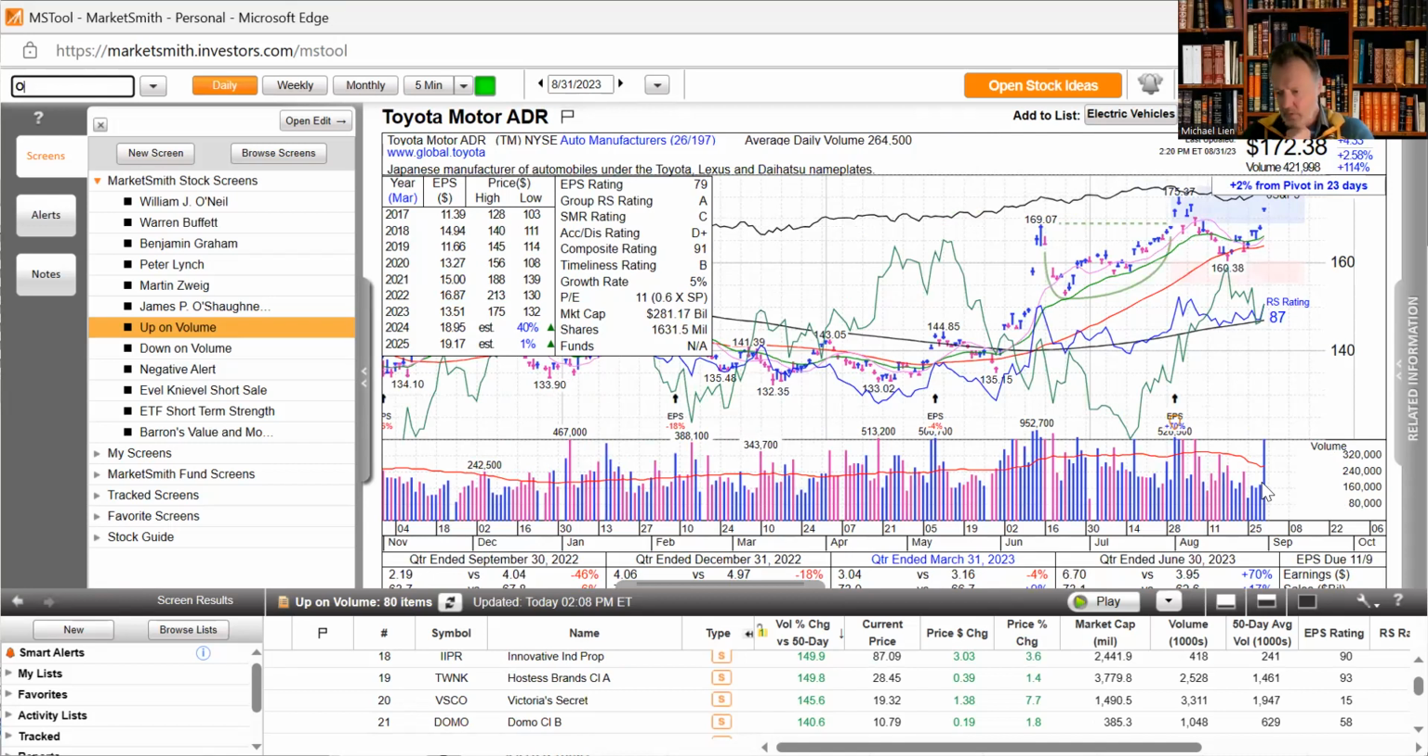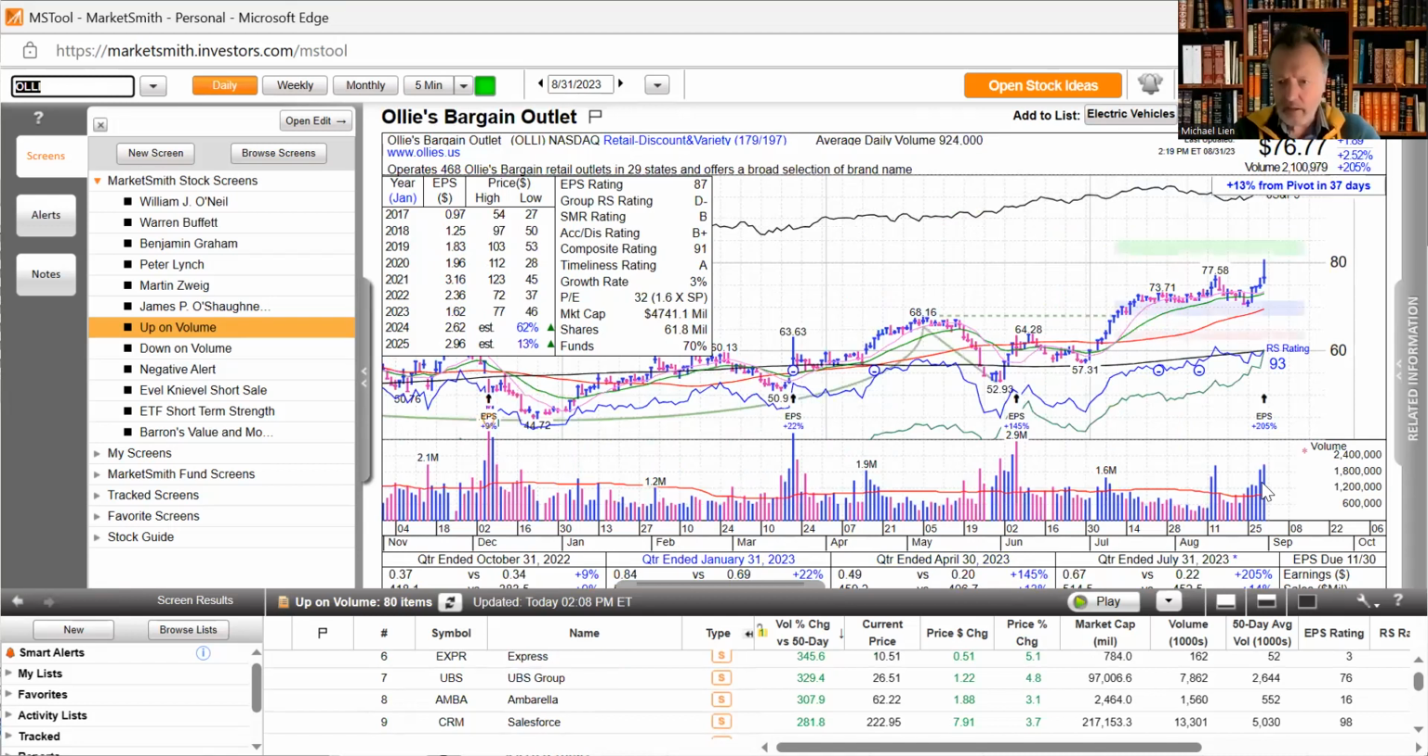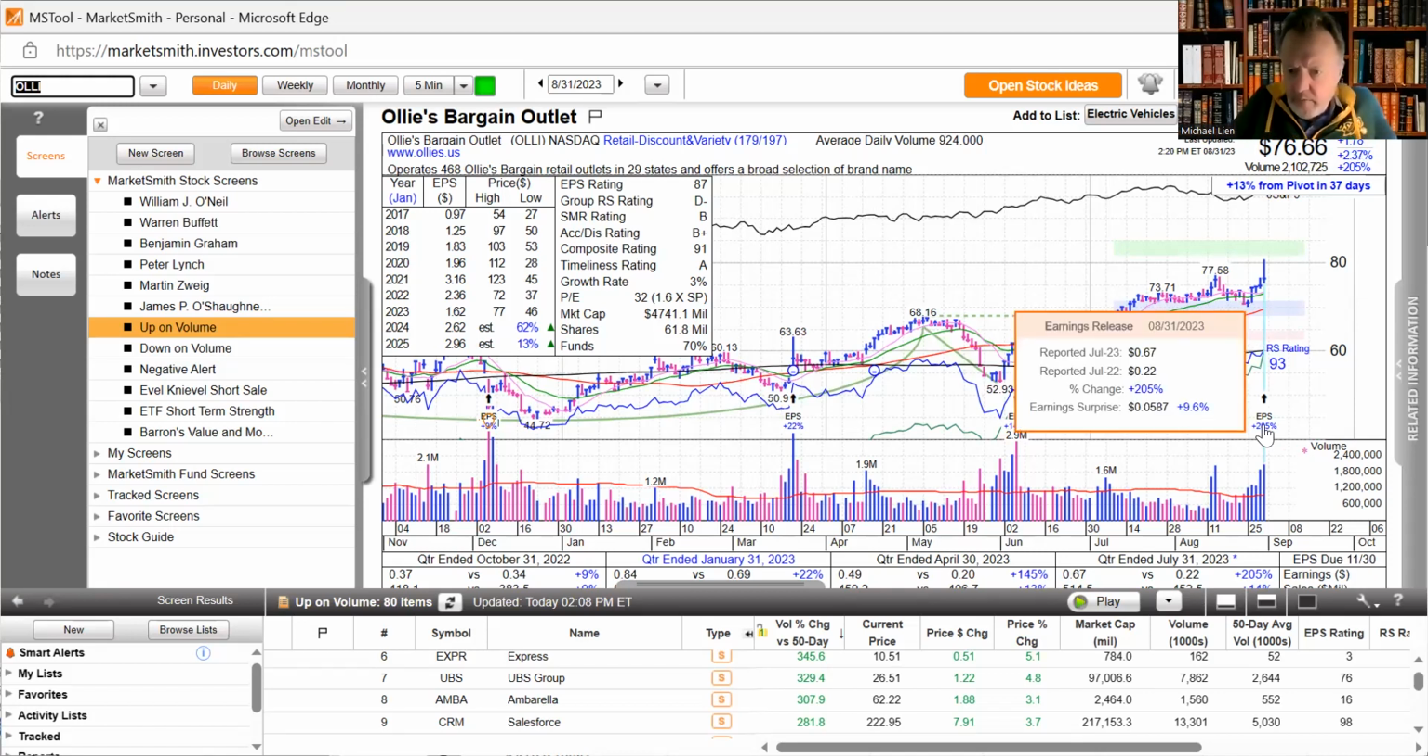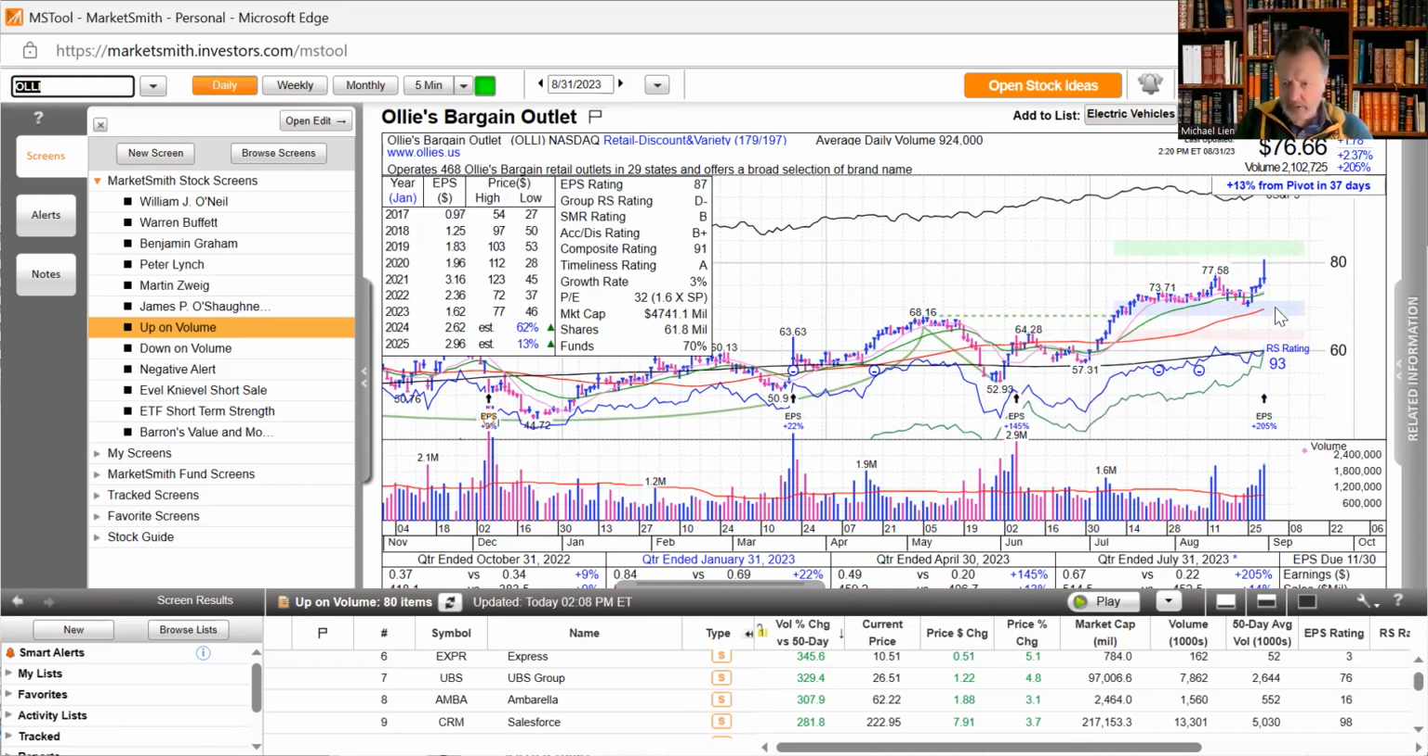Ollie's, which we kind of looked at a couple of days ago. This is where, when Target and Walmart have items that they really don't want to hold on to because there are not a lot of sales, they sell discounted items to Ollie's. So their earnings came in at 205%, just a 9.6% earnings surprise. So I guess that may be why it's selling off, but we'll continue to watch this.